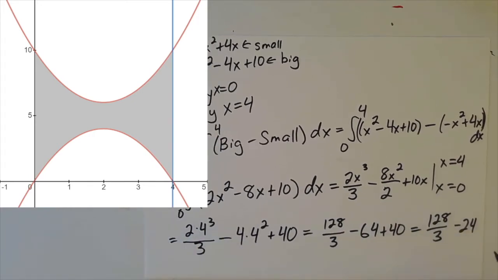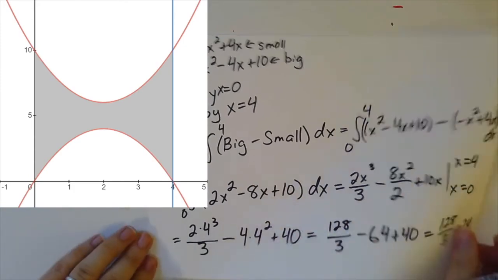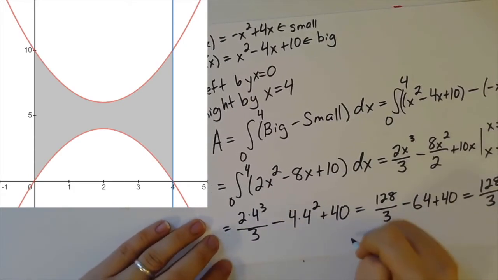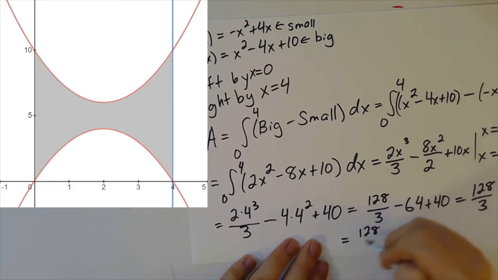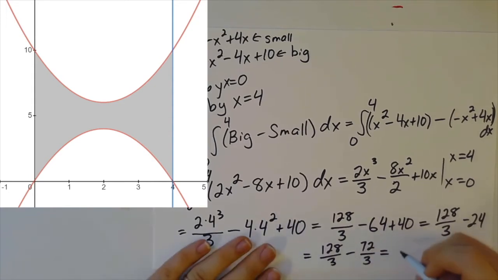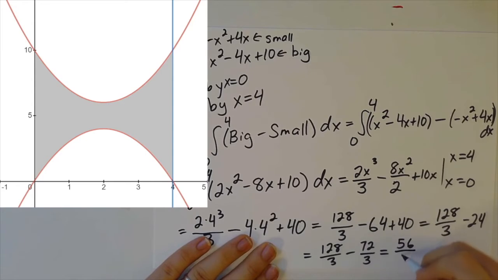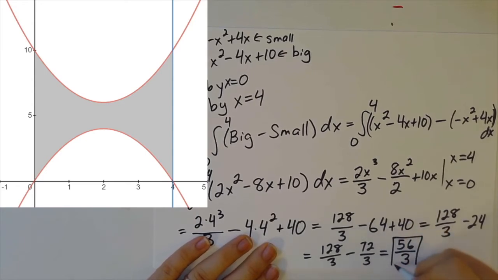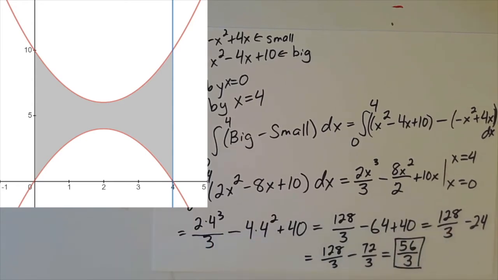What is 24 in thirds? That would be 72. So this is 128 over 3 minus 72 over 3. And then you can figure out, okay, well, what is 128 minus 72? Well, that will be 56. Okay, and so that will be the area of our region. So this bow tie region, we found out its area is 56 over 3.